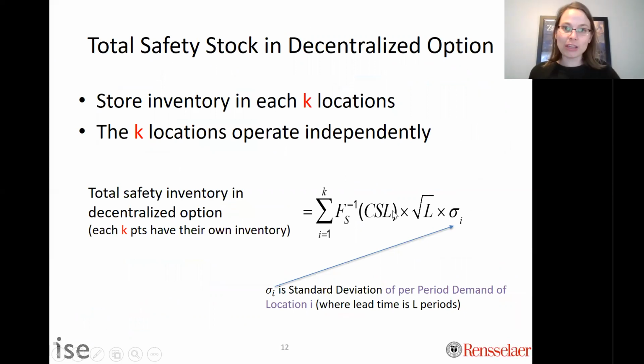In our case, K was 3. We calculated the Z value because it was normally distributed, using the cycle service level. We used the square root of 4 because our lead time was 4. And then we had the per period, the weekly standard deviation, and did that. And so we did that for each of them, and then we summed them up for all 3 different locations. And that gives us the total safety stock in a decentralized option.